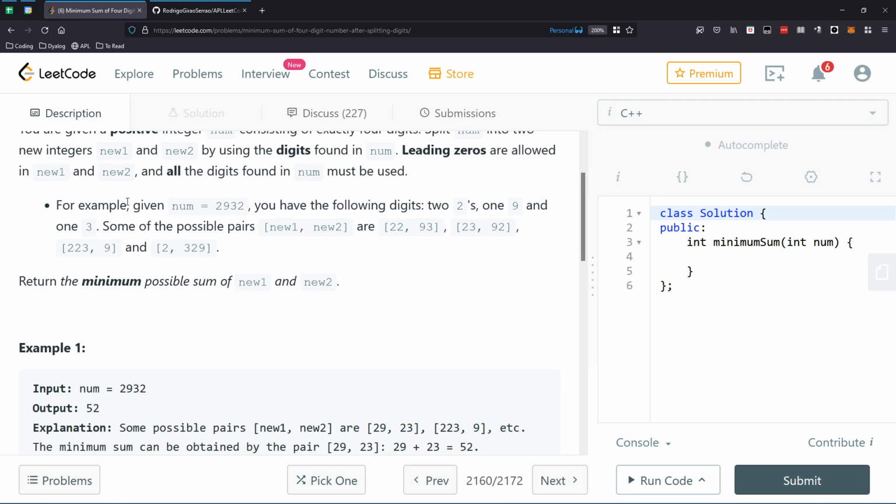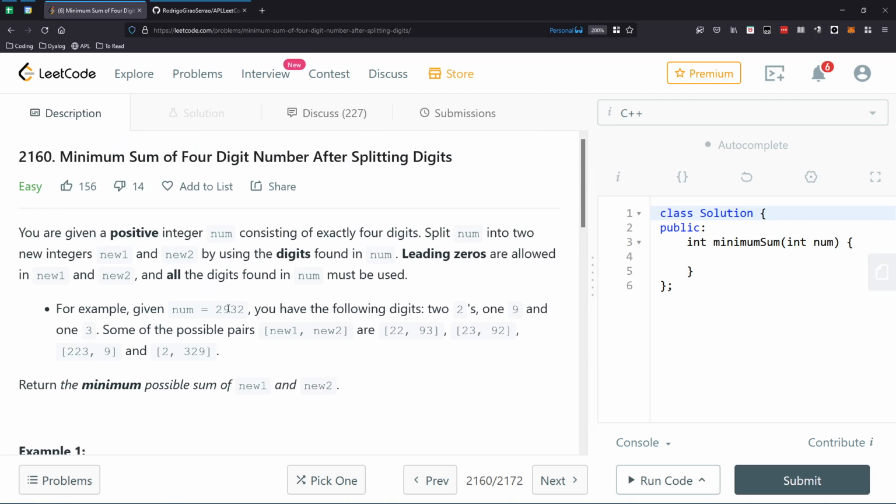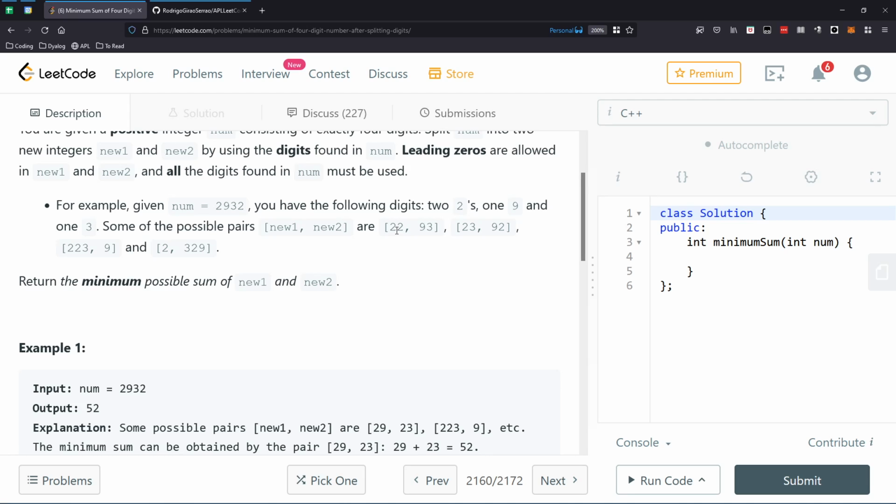So for example, given 2932, the digits we have to use are the 2, the 2, the 3, and the 9. And we can build new pairs of numbers like 2293, 2392, 2239, etc. And we want to return the minimum possible sum of new 1 and new 2.